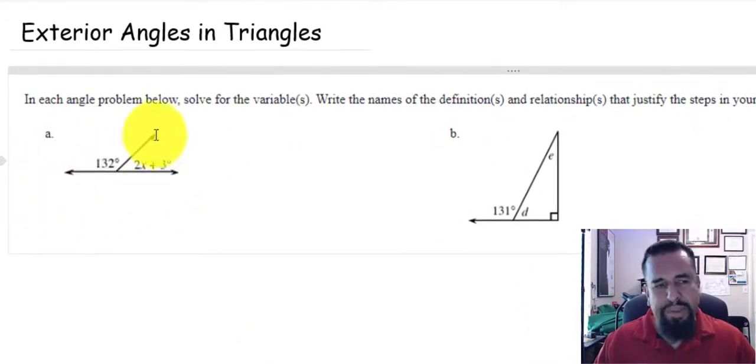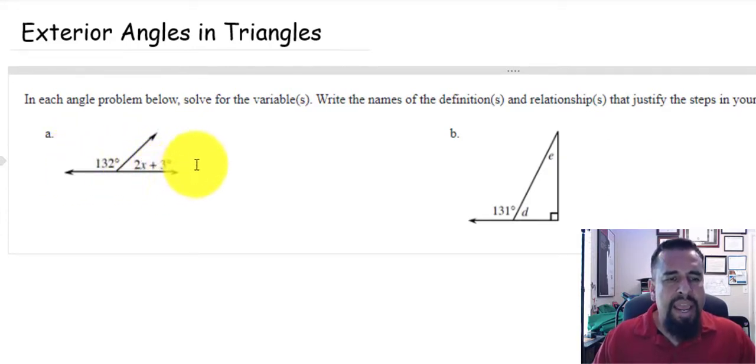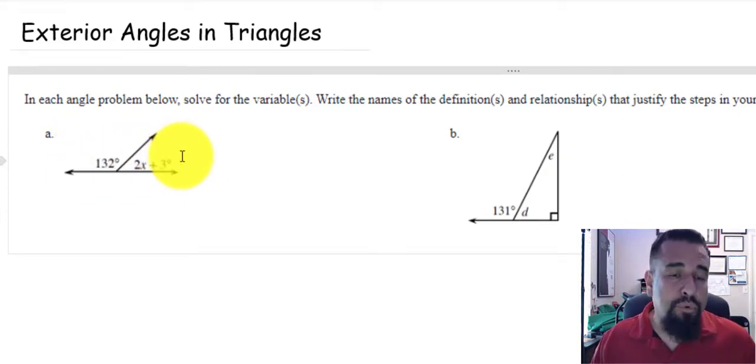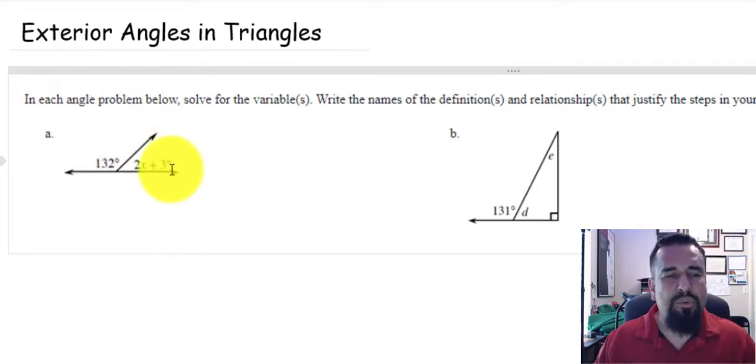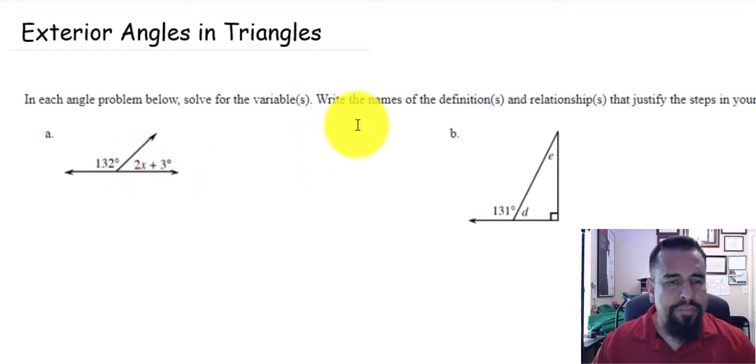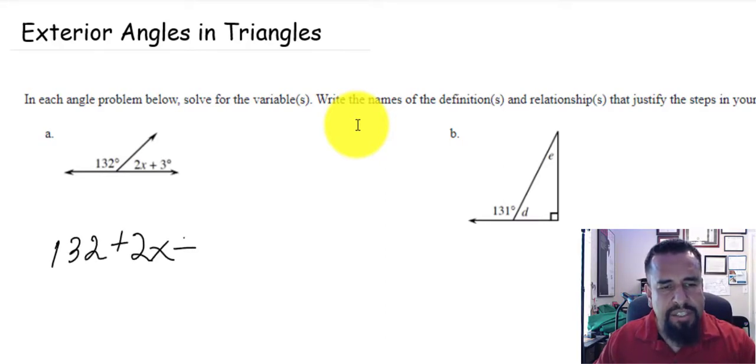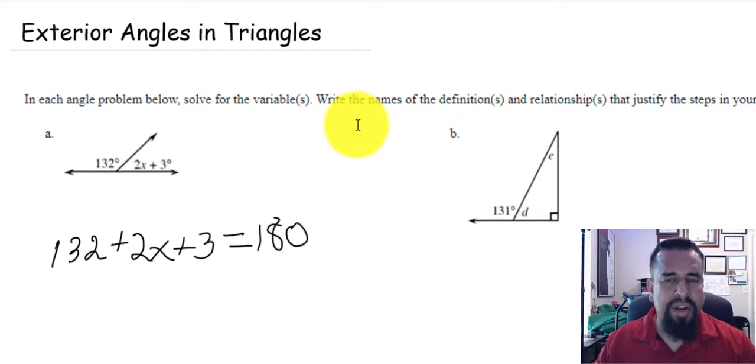So as I mentioned before, I have to add both of these angles up, and if I add them up, both of them will equal 180. So right here, all they wanted me to do is solve for the variable. In this case, we're solving for x. So therefore, I'm going to set them equal to each other, which is 132 degrees plus 2x plus 3, and those two angles, like I said, will equal 180 degrees.